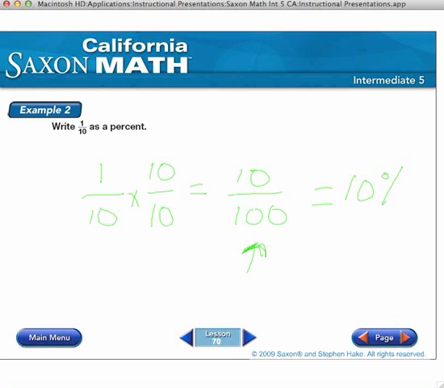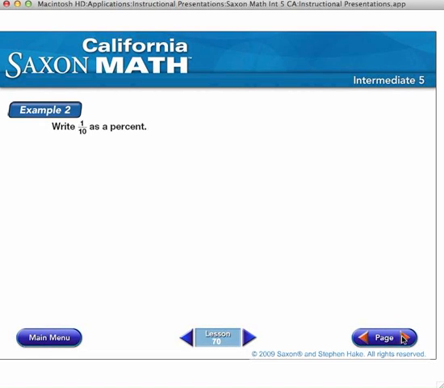which is equivalent to 10%. Okay, you can also think of it like money. I have 10 cents out of 100 cents. 10%. Okay, example 3.